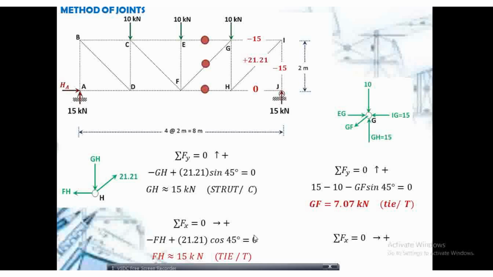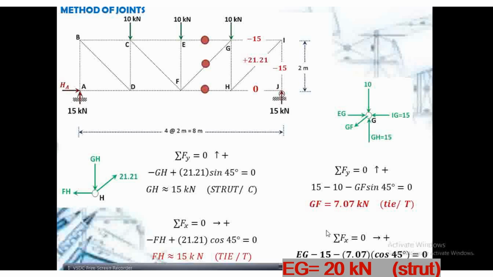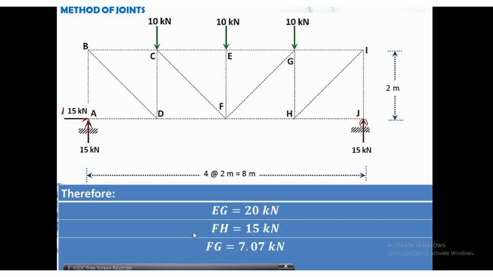Summation of forces along the x-axis. EG is to the left, to the right, sorry. So that is positive, minus 15. The horizontal component of GF is 7.07 multiplied by cosine 45 degrees. That is to the left, so that's negative. Therefore, my EG now is equal to 20 kilonewtons, and that is a strut. Therefore, now, these are my answers for the EG, FG, and FH.